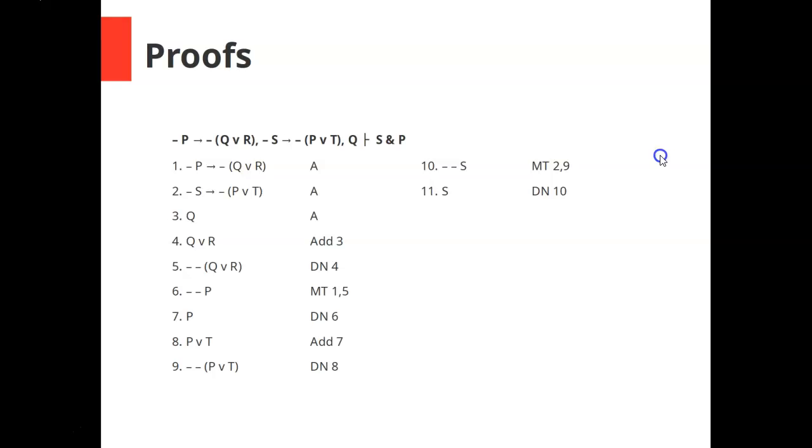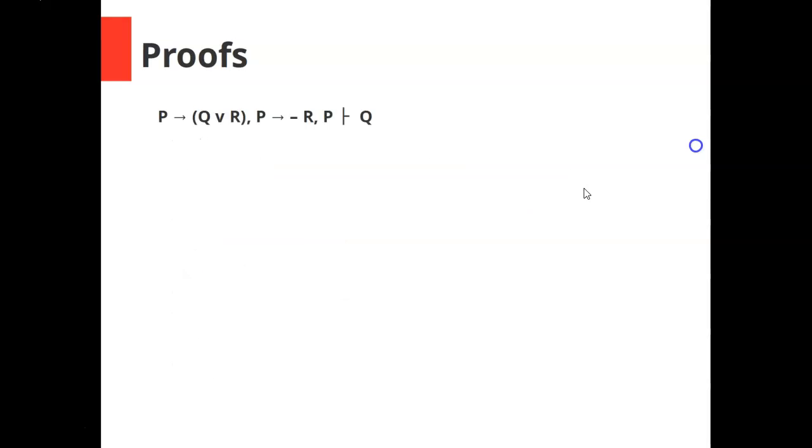But like we sort of set out to do, look at 11 and 7. We can just quote-unquote put those together. S and P, conjunction of 7 and 11. And that is the conclusion of the sequence, so we're done.